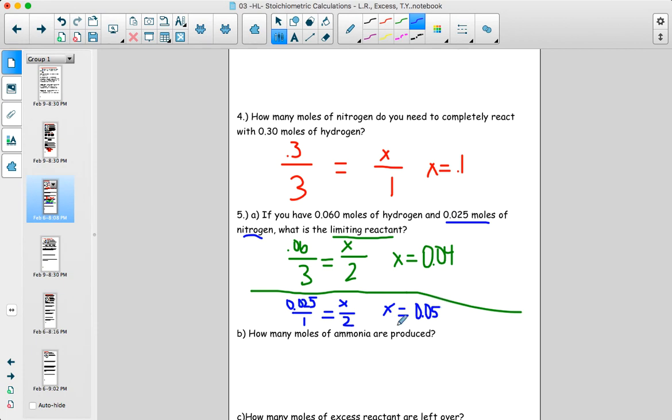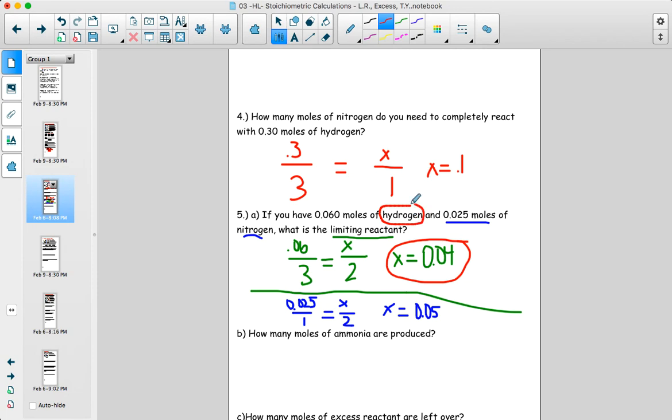So how much do I actually make? I have enough nitrogen to make 0.05, and I have enough hydrogen to make 0.04. Well, the answer is that I'm going to make this much. Once I've made this much ammonia, I will have run out of hydrogen, and so it doesn't matter that I have enough nitrogen to make more than that. Once the hydrogen has run out, I can't make any more ammonia. So the limiting reactant is not 0.04 moles of ammonia. The limiting reactant is hydrogen.